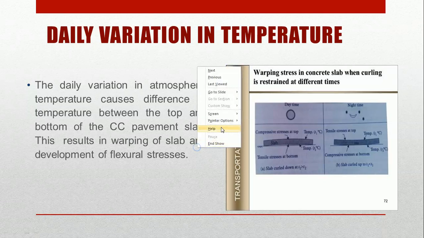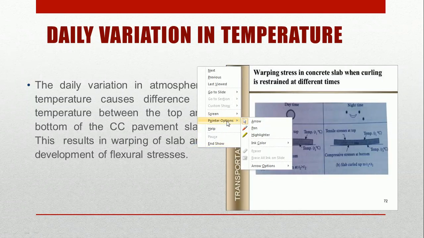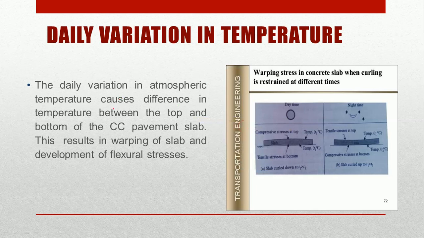So we can see in our daily life, there may be a variation in the atmospheric temperature. Because of this variation in the atmospheric temperature, if it is the thickness of the road, then at the top as well as the bottom, there is a variation in the temperature level. Because of this variation in the temperature level, the resulting stresses on the slab, we call them warping stresses because of the temperature variation. That is warping of the slab.